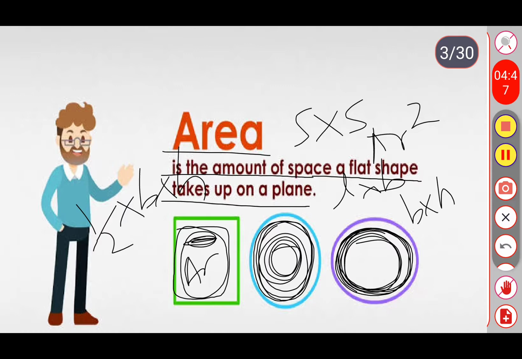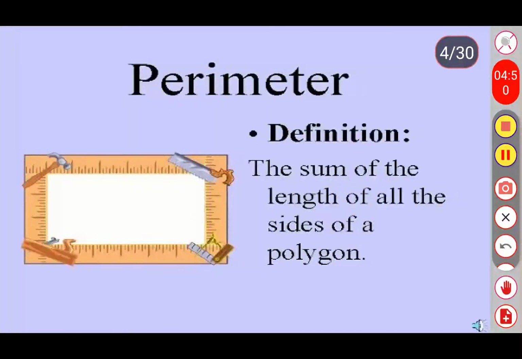Okay, let's see the next one, that is perimeter. Perimeter is the boundary of the given figure. Perimeter is the border line or boundary of the given figure. What does that mean? Here you are observing in the display, it is a four-sided figure in the shape of a rectangle. So here four sides are there.